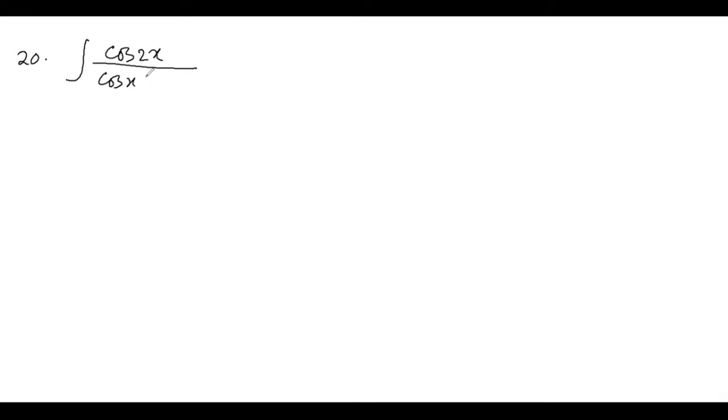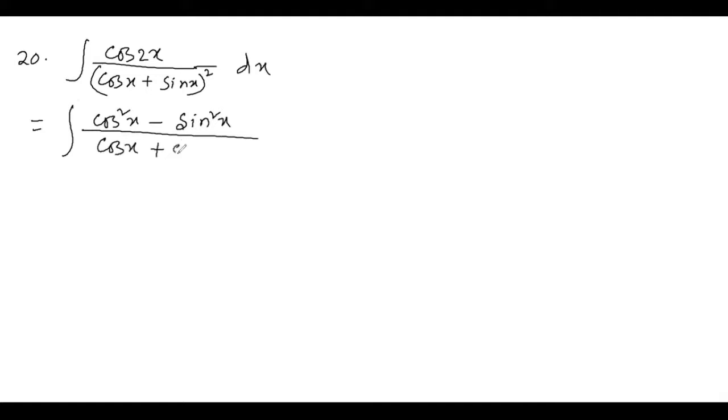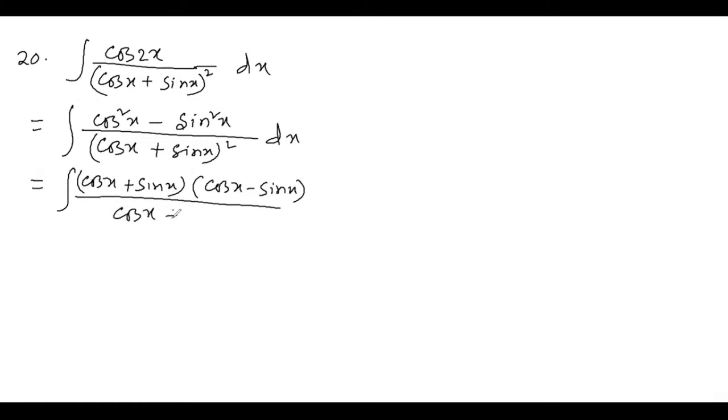So next, question number 20. You see how I solve this one. Here cos 2x, we can write as (cos square x minus sin square x) by (cos x plus sin x) whole square dx. So this one we can write as (cos x plus sin x) and (cos x minus sin x) by (cos x plus sin x) dx. Now you can solve.